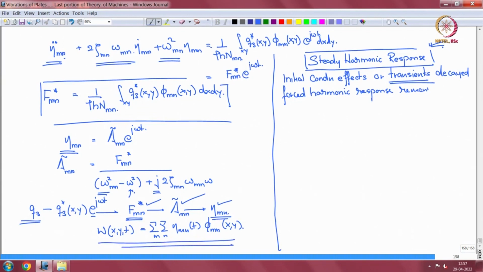So now for a rectangular plate simply supported in our example, we will look at the response of this simply supported rectangular plate for a number of forcings, number of force types.